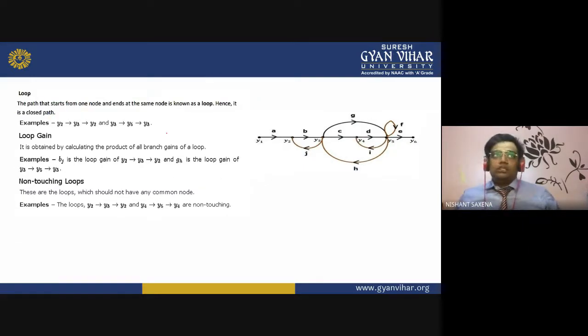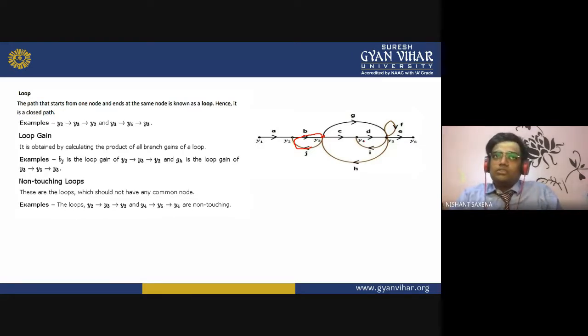What are loops? Paths that start from one node and end at the same node are known as loops. So you can see this is a loop. This is one loop. This is another loop. This complete one is another loop, and this is one more loop. It starts from this node, and this complete path is closed and returns to the same node, which is called a loop. What is a loop gain? The loop gain is the product of all the branch gains of the loop. That's simple, same as the forward path gain.